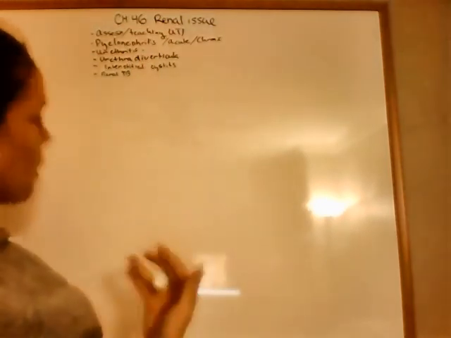Urethral diverticulitis, that's pouches formed in your urethra. Again, the only thing you can really do for that is surgery, and it's usually caused by trauma.